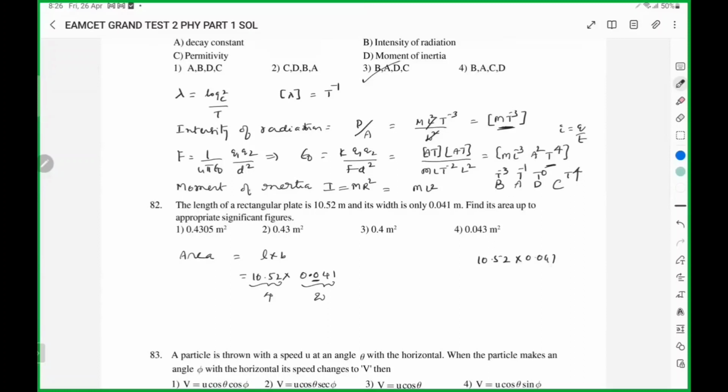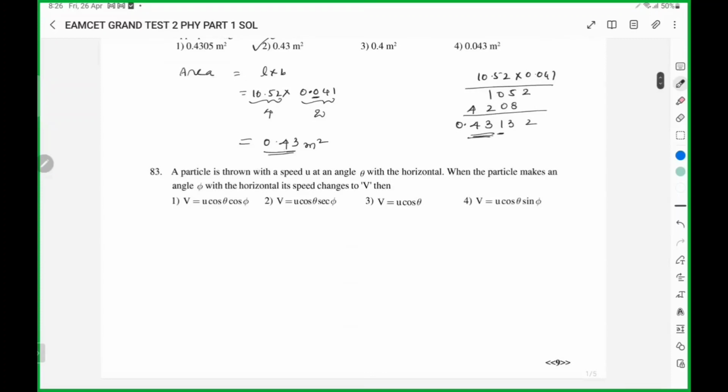Do general multiplication. Here it is 0.43132. Here 3.4, so we want only 2 significant digits. The following digit is less than 5. The final answer is 0.43 meters square.